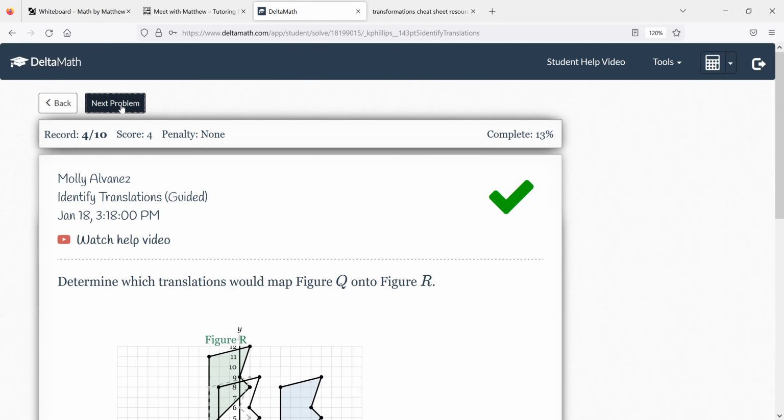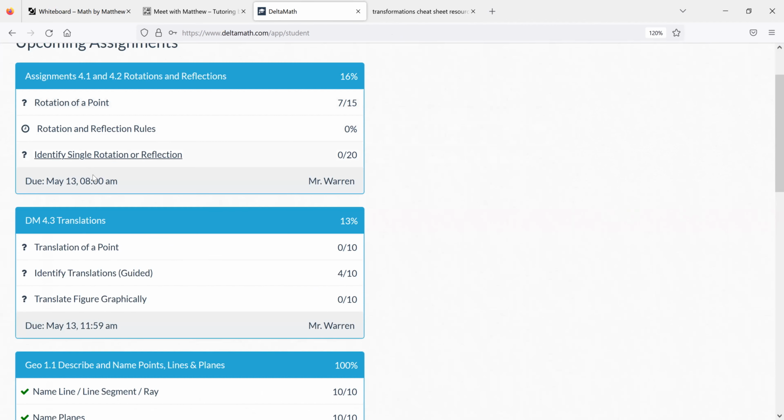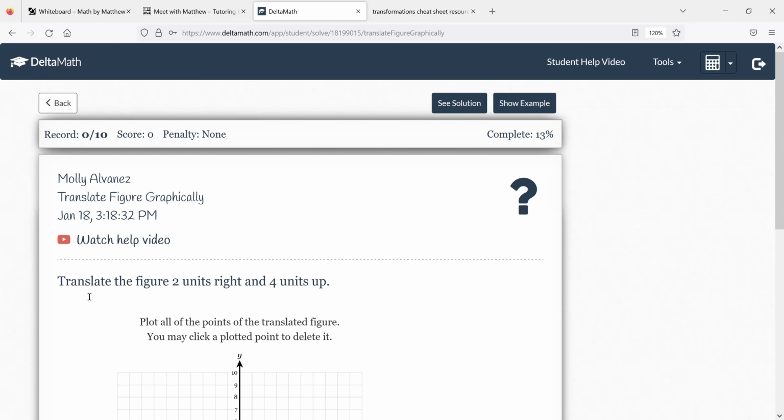Okay, do you want us to do one more of these, or do you feel good about this section? I think I'm good with this. Okay, we can always come back if we need to. So now we're up to identify single rotation or reflection, translation of a point, translate figure graphically. Okay, let's take a look here.